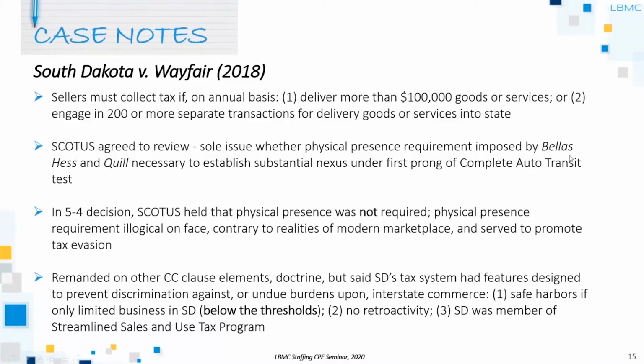I think that happened in Quill. That was part of the concern there, that states would try to go back retroactively. In Wayfair, that did not happen. It was going to be prospective only. And the third thing was just ease of compliance. And part of that was the fact that South Dakota was in the streamlined sales and use tax program. They didn't say that was a requirement, but the court certainly indicated that there needs to be some mechanism to allow remote sellers to more easily collect and remit this tax. That's really the punchline there.